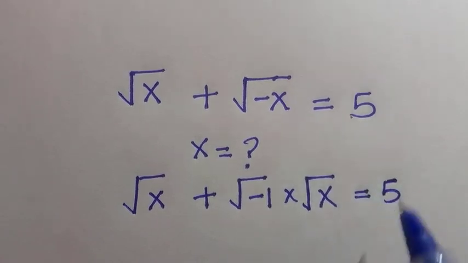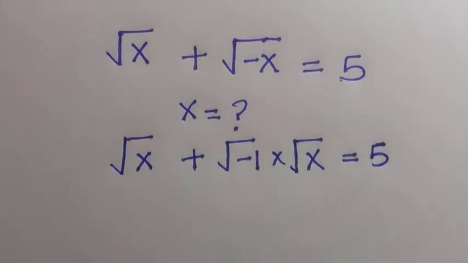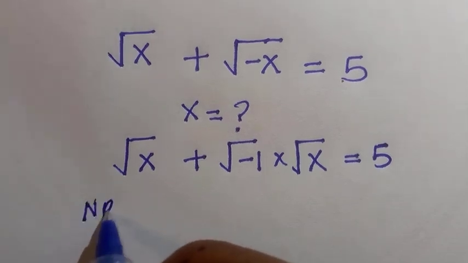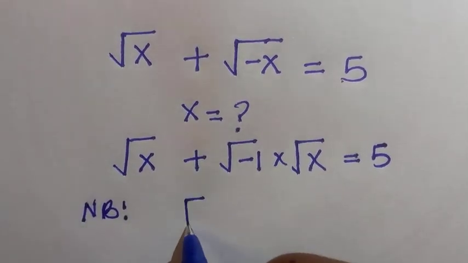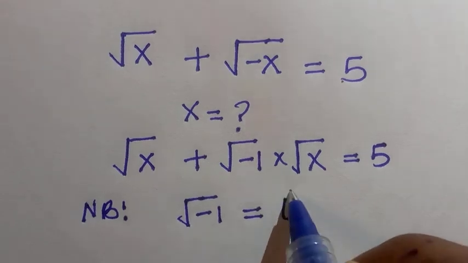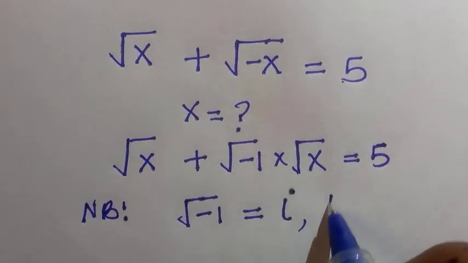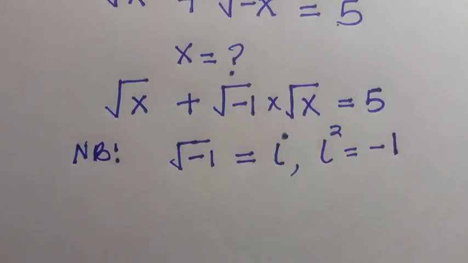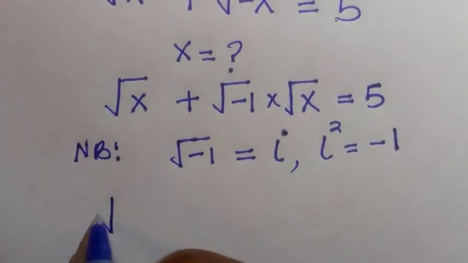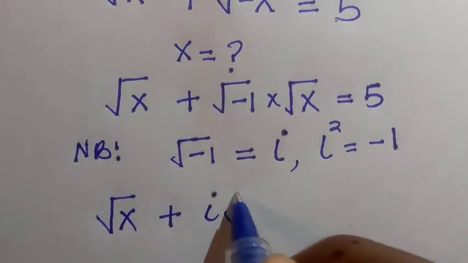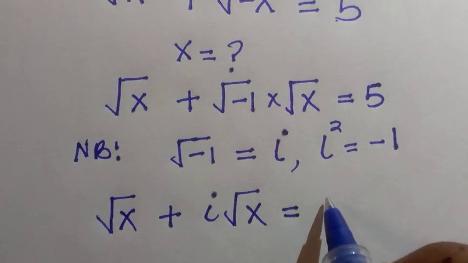So this follows the rule of surds, and here, square root of minus 1, we are going to consider from the complex rule that when you have square root of minus 1, this is just like i, and by taking the square of both sides, we have i square equals minus 1, and there is a complex value. That is, anywhere we see square root of minus 1, we call it i. Therefore, we have square root of x plus i square root of x equals 5.